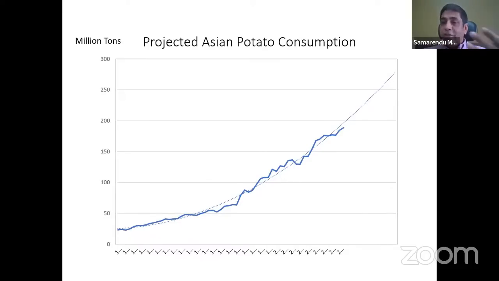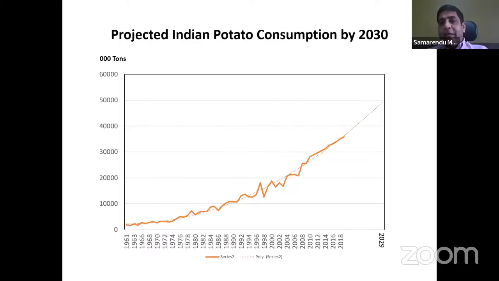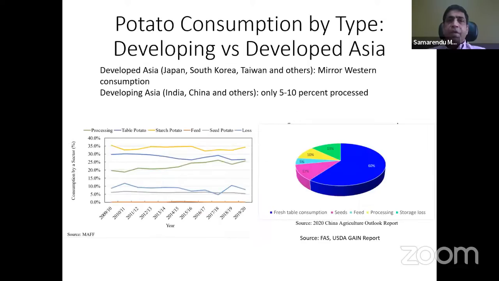As we get richer and diversify our food habits, people will start eating more fast food, like potato French fries and other things. The consumption is likely going to increase in the future. Same in India; the trends in Asia and India are kind of a mirror image of each other. So you expect potato consumption in Asia, India, and China, many countries, to continue to rise in the future. So the question becomes, how do we consume potato?